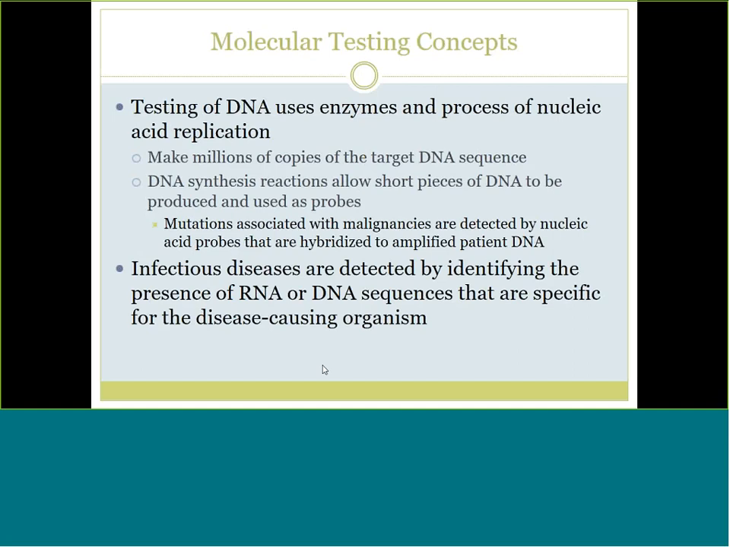So when we test the DNA, we're using enzymes and this whole replication process to make lots and lots of copies of that DNA sequence. Once we make the copies of the DNA sequence, then we have these probes that go in, and they're looking for specific malignancies, specific things that they've been targeted to, whatever we're testing for, essentially. At the bottom bullet, it talks about infectious diseases are detected by identifying, again, the presence of either RNA or DNA sequences specific to that bacteria or parasite organism, whatever it might be, like malaria is a parasite. So if we're looking for malaria and we think it's possible, there's a known DNA sequence linked with that malaria that it's looking for then.